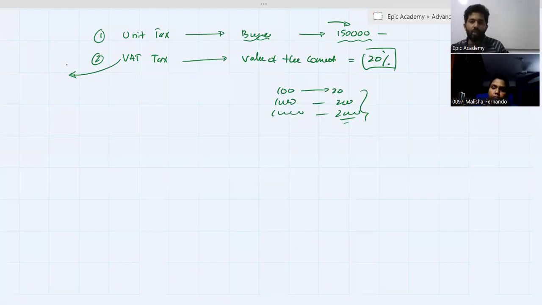Now I already said that each and every tax has an impact, changing the activities of the supply.